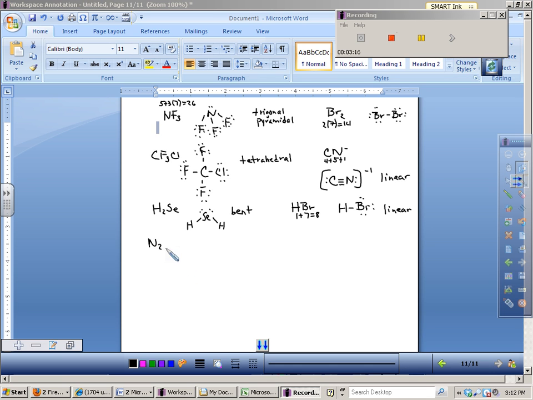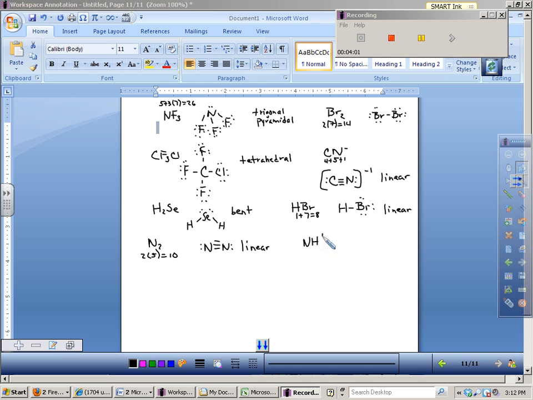N2, another one of our diatomics. 2 nitrogens each bringing 7 gives us 14 electrons. There's 2, 4, 6. Sorry, let's go back over that one. Big mistake on the teacher's part. Nitrogen only brings 5. 2 times 5 is 10. Nitrogen to nitrogen, that's 2, 4, 6, 8, 10. This was our example of a triple bond. It's also linear.